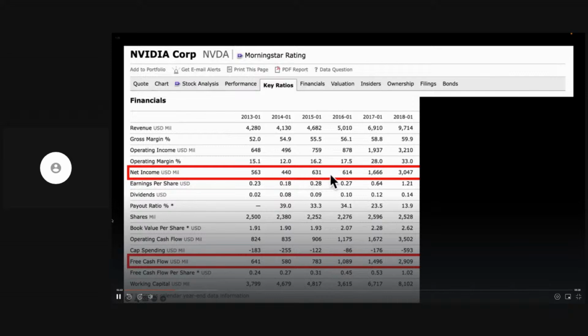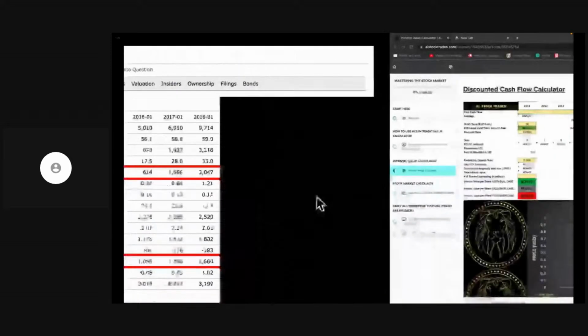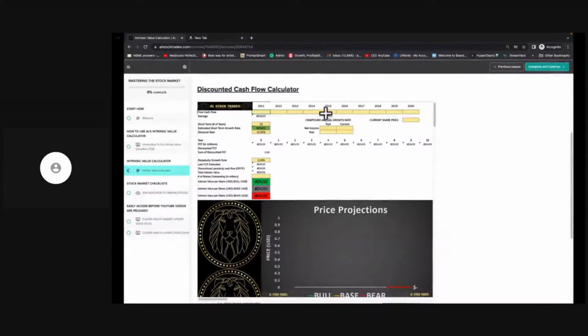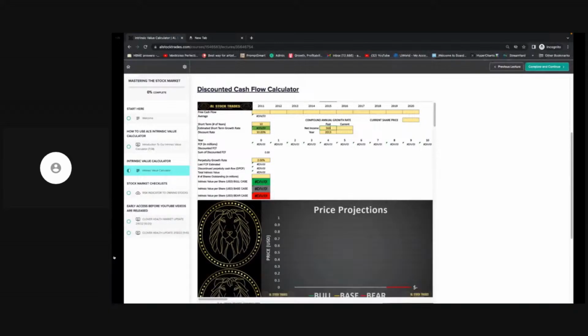To do this, you would just literally plop the numbers down here. So I recommend taking a screenshot and watching how I do this. So you go in to your discount cash flow calculator. You go on in 2013 and you realize they've made 563. So again, this was created in 2022.